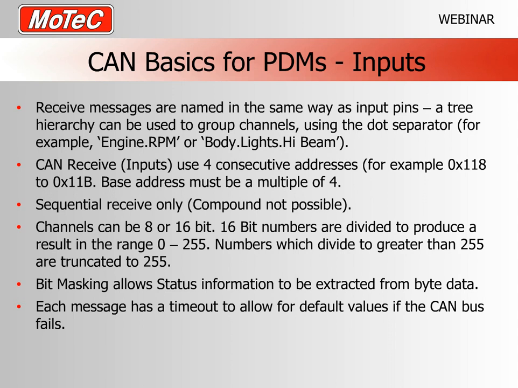So the CAN inputs are somewhat restricted with the PDM, but the objective here is that you can still acquire information from any of our other devices. Now, the way we use our CAN inputs is that they have a base address. In this example, we've got 118 hexadecimal, and then it uses the three addresses after that. So you have four CAN address channels available, and the base address must be a multiple of four. For example, 110 or 114 or 118.